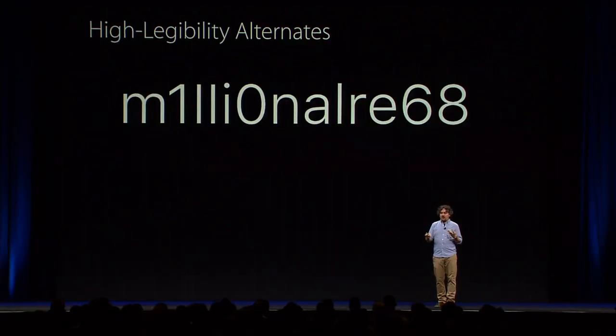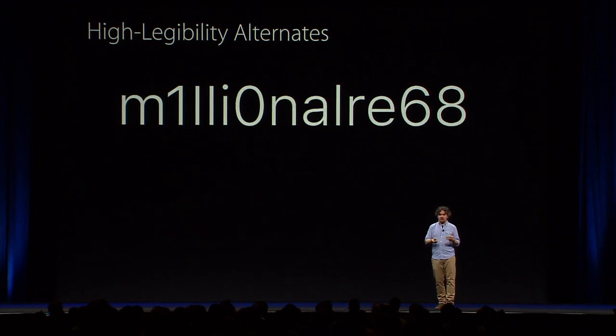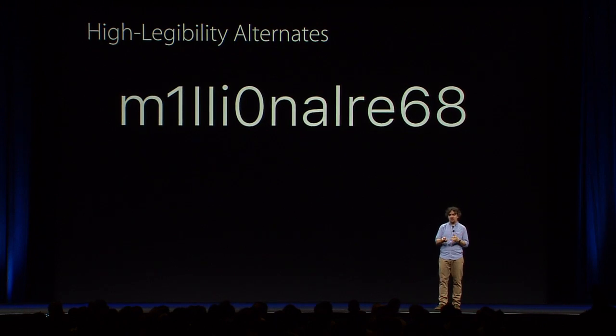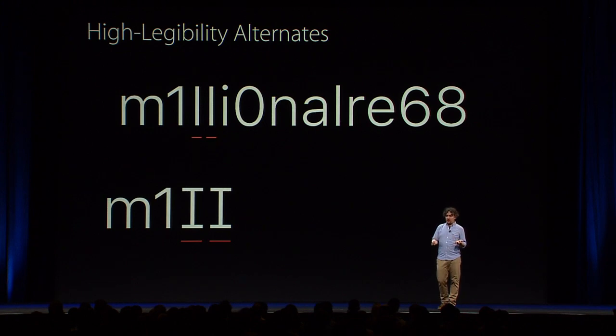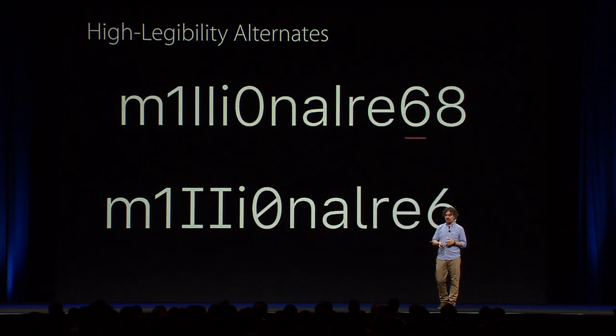Now, the second detail I want to talk to you about is high legibility alternates. I talked about alternate typographic features, and we have a new one in San Francisco, which helps in situations like this. You're typesetting a string where the context is actually not enough to tell which glyph is which. And maybe people have to pass this around or type it somewhere else. They have to read it and it has to be unambiguous which glyph is which one. So there's a new stylistic set that changes the shape of these glyphs to completely unambiguous ones. So the I gets a serif, the 0 gets a slash, the L gets a little tail, and the 6 is less confusable with the 8.